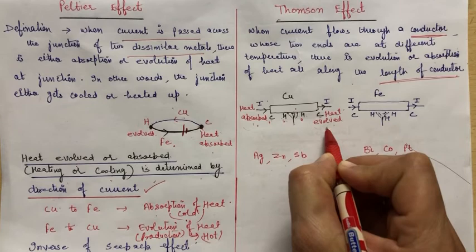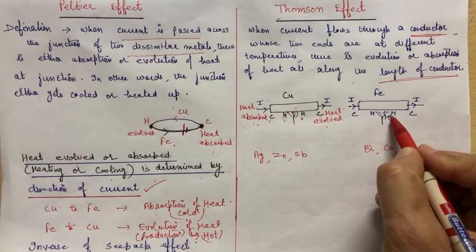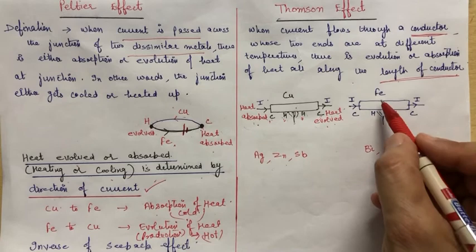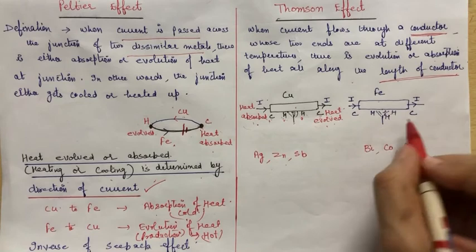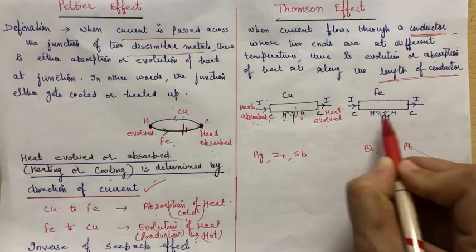Clear? Now in the case of iron, this was copper. Now in the case of an iron conductor, or ferric, as some people say, what will happen in this? Same, we heat from the center of the conductor. When we heat this from the center, this end becomes hot. Similarly, this becomes hot. This is cold. This is cold.